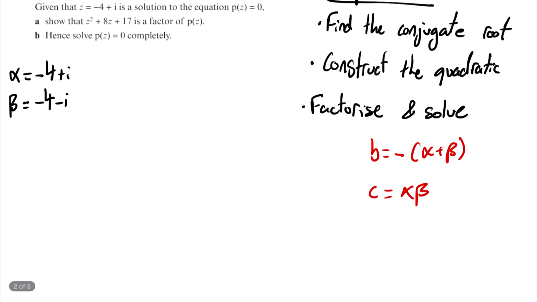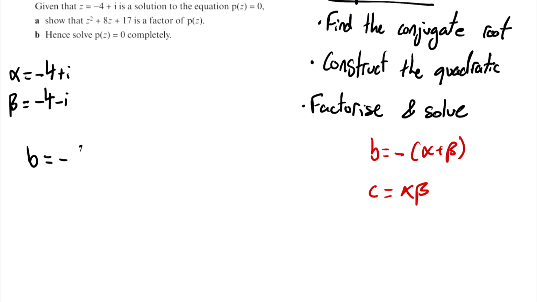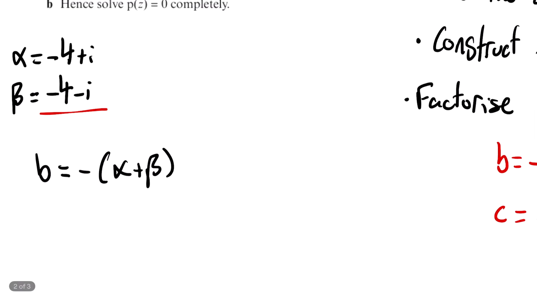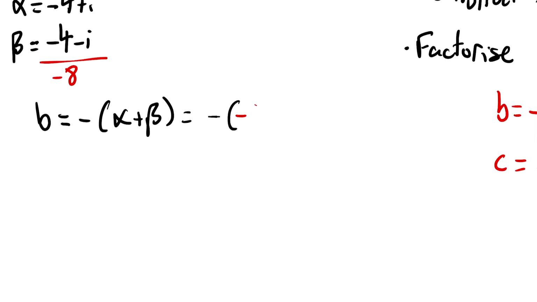Okay, so now we have our 2 roots. Let's make a quadratic from it. So our b term is going to be the negative of the sum of these two. When you add these up, the imaginary parts will always cancel out because they're conjugates. And now these parts you just add together, so minus 4 plus minus 4 is just minus 8. Of course we're doing minus 8.